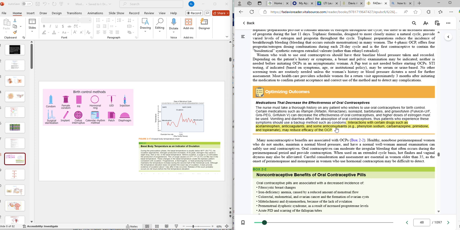Anticonvulsants, what is that? Seizure medicines, okay? So phenytoin, carbamazepine, can't get it out, primidone, and topiramate. They reduce the efficacy of the OCP. So you need to make sure to let your patients know. And a lot of antibiotics do that.